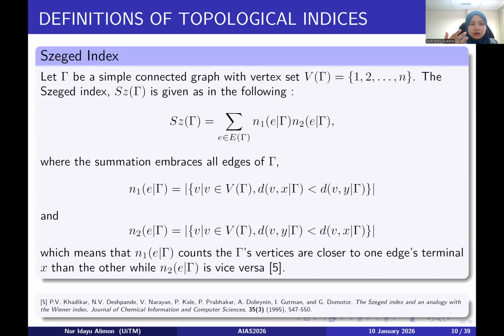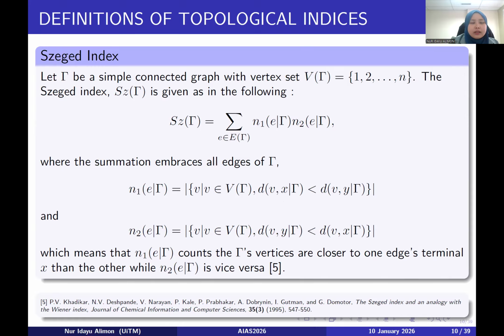So this is quite tedious and complicated, but it can be done. Next we have the Szeged index, which involves the distance of two vertices. We use this because we consider the counts of the graph's vertices, which are closer to one end of the edge than the other one, and vice versa. So we need to consider the distance to see which vertex is closer to the other.